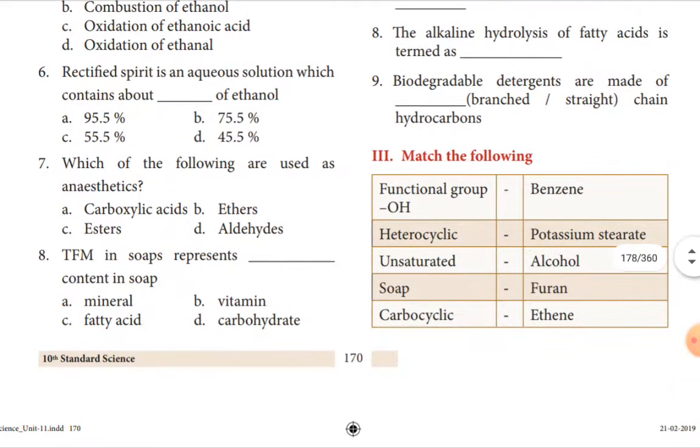Then, which of the following are used as anesthetic? Anesthetics are normally used in the medical field to give temporary anesthesia for operation purposes. The options given are carboxylic acid, ether, ester, aldehyde. Ethers were used in olden days for anesthetic purposes. Option B is the answer.